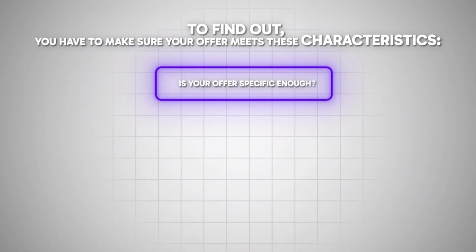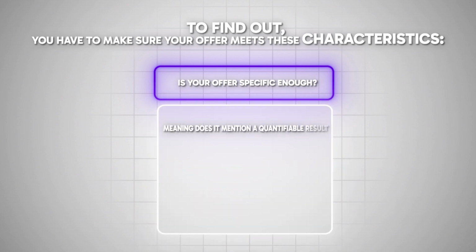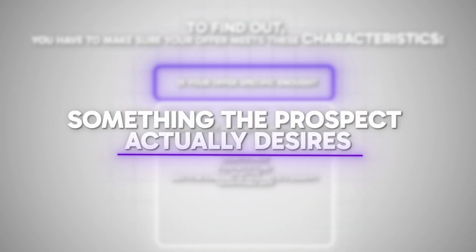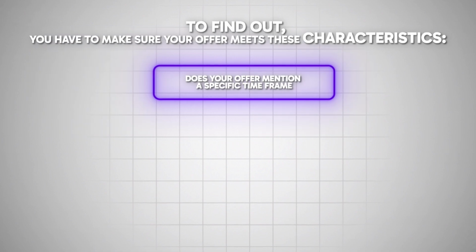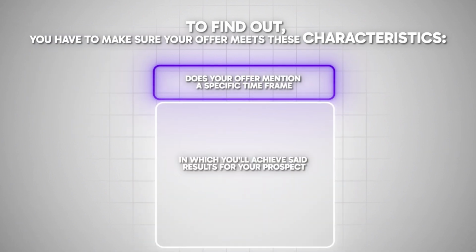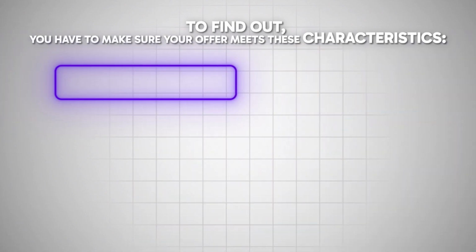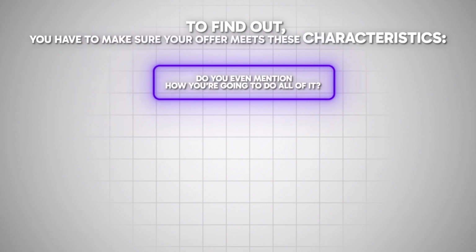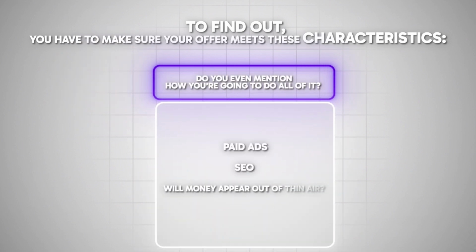First, is your offer specific enough? Meaning, does it mention a quantifiable result, something the prospect actually desires? Does your offer mention a specific time frame in which you'll achieve said results for your prospect? And lastly, do you even mention how you're going to do all of it? Paid ads, SEO, or will money appear out of thin air?